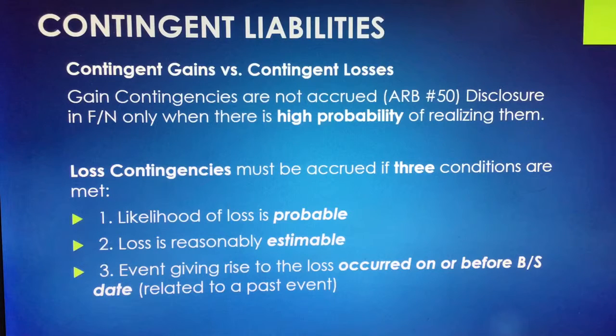Notice gain contingencies are not accrued, but disclosure in the footnotes would be required when there's a high probability of realizing them. Loss contingencies must be accrued if three conditions are met. First of all, the likelihood of loss is probable. Number two, the loss is reasonably estimable. And number three, the event giving rise to the loss occurred on or before the balance sheet date. In other words, going back to that definition of liabilities, it's related to a past event.